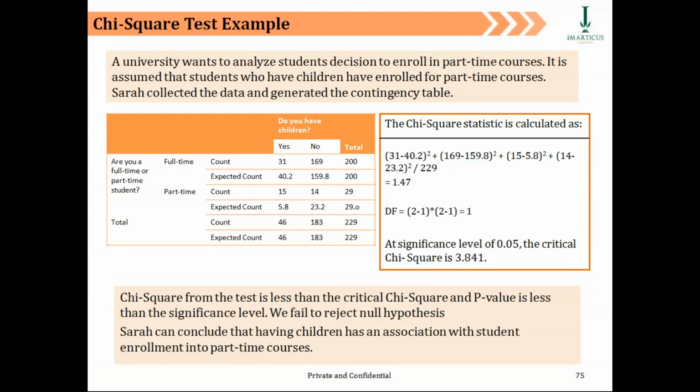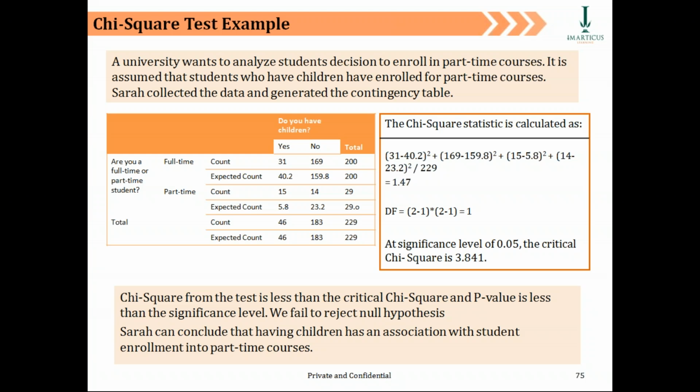This was what we just saw, that 3.84 is coming from the table and 1.47 is what we calculated. 1.47 is less than 3.84. So in that case, we fail to reject the null hypothesis. Clear?